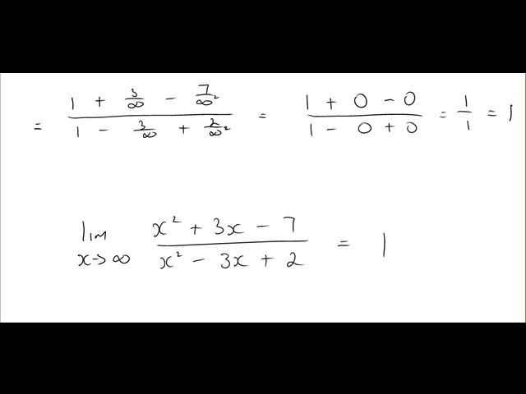So that gives us the final answer: the limit as x approaches infinity of x squared plus 3x minus 7 over x squared minus 3x plus 2 is equal to 1. What that means is, within this function, as x gets bigger and bigger as it approaches infinity, y approaches 1.